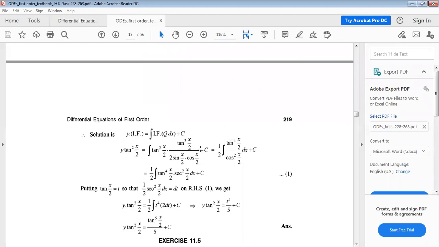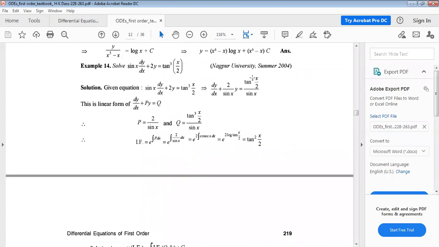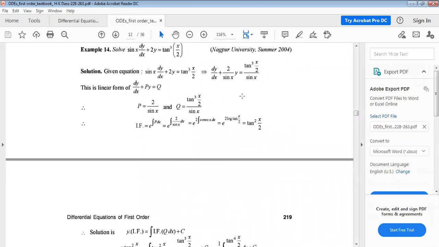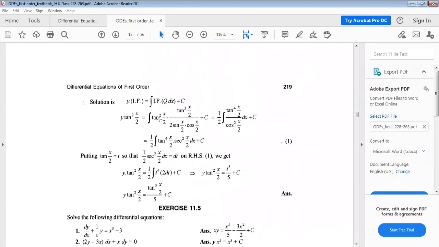Now the solution can be written as: y into integrating factor equals integration of right hand side into integrating factor, using this relation. The right hand side was actually this: tan cube x by 2 and sin x. Sin x can be written as 2 sin x by 2 cos x by 2, using the formula sin 2a equals 2 sin a cos a. Sin 2 into x by 2 means sin x. So this is the integrating factor.